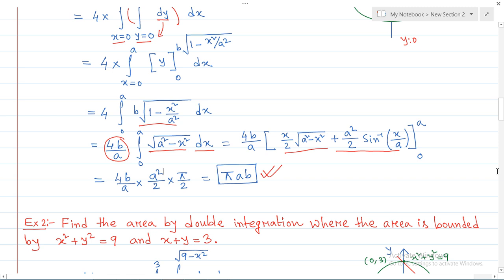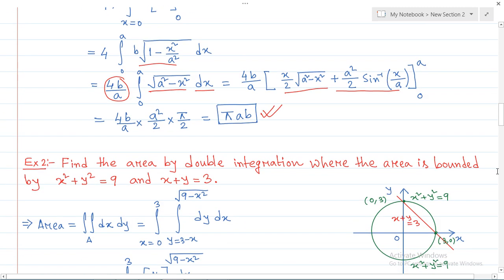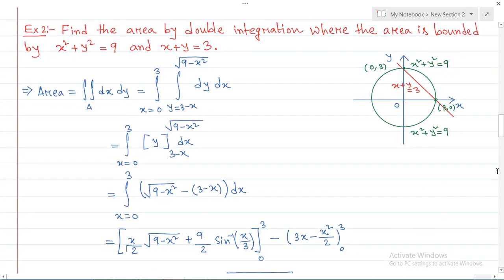Next, let us come to another problem, problem number 2. Here the question is, find the area by double integration where the area is bounded by a circle x square plus y square equals 9 and a straight line x plus y equals 3. So let us first draw the region and try to identify the limits of the variables. Here x square plus y square equal to 9 is a circle centered at the origin and having radius 3. So this is the point 3 comma 0 and this is another point 0 comma 3.